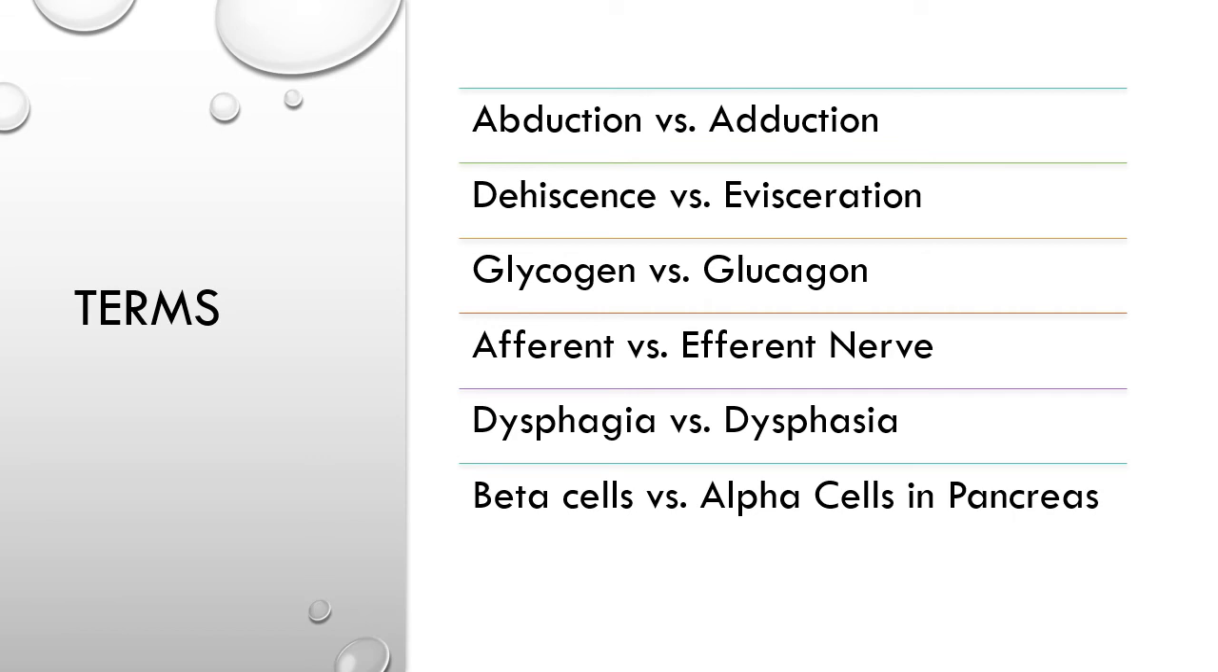Finally, beta versus alpha. Just remember that the beta cells are the cells that produce your insulin, and the alpha cells produce the glucagon.